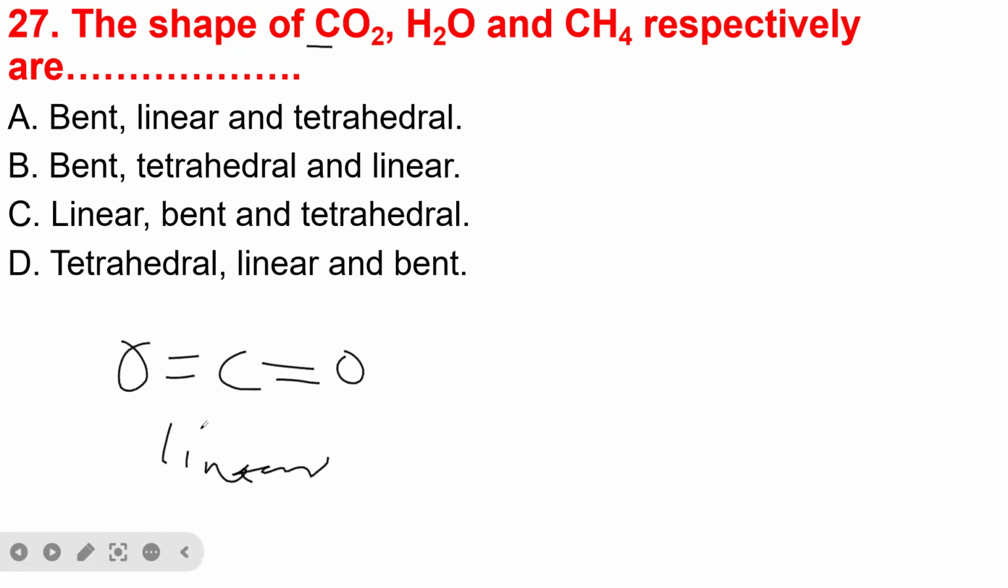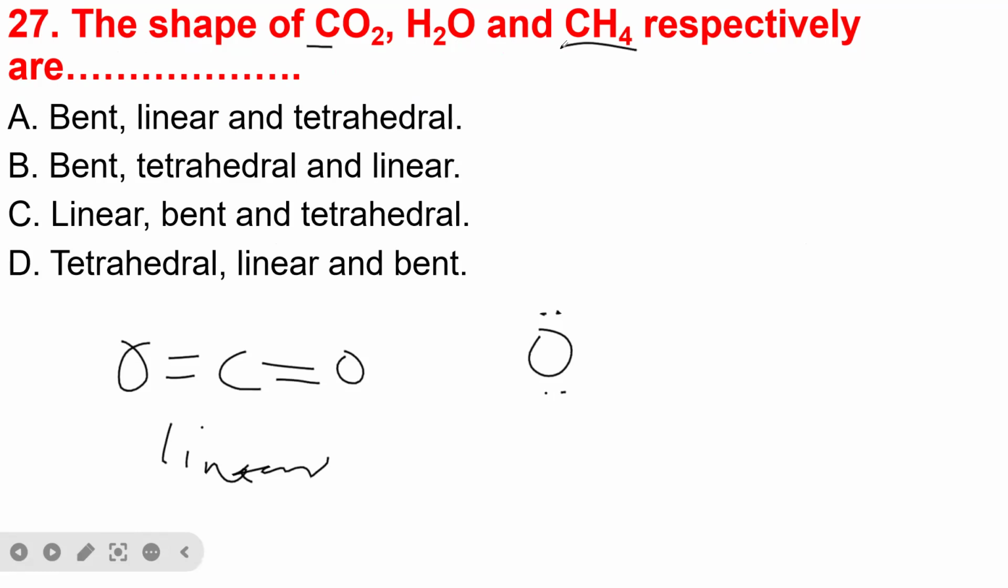And then we have H2O. The central atom here is oxygen, and oxygen has 2 lone pairs of electrons. Generally, according to valence shell electron pair repulsion theory, the number of lone pairs affects the shape of the molecule. That is why the water molecule has a bent shape. And for CH4, it is carbon with no lone pairs of electrons and 4 atoms attached to it. It is tetrahedral in shape.